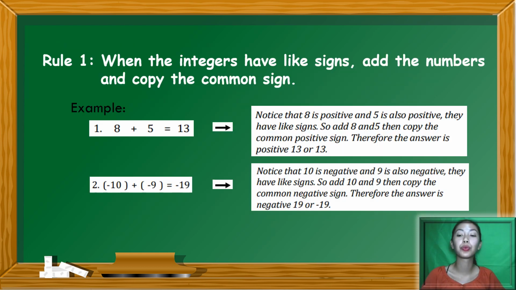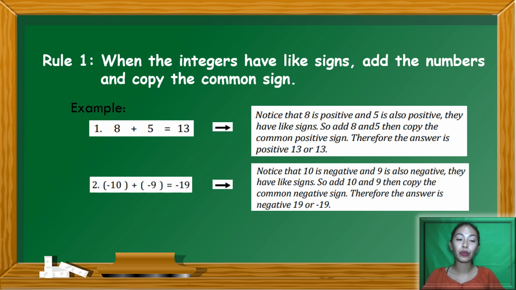Now let's proceed to rule number 1. When the integers have like signs, or the same sign, add the numbers and copy the common sign. This is example 1 and 4 in our previous discussion. They have like signs. In example 1, 8 and 5 are positive, so they have the same sign, positive plus positive. We just add 8 plus 5, which is equal to 13.